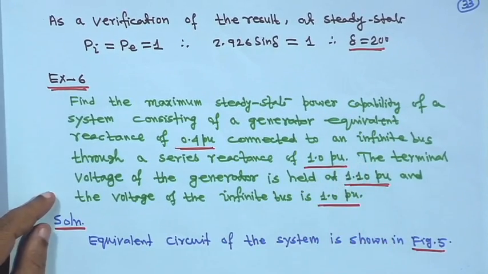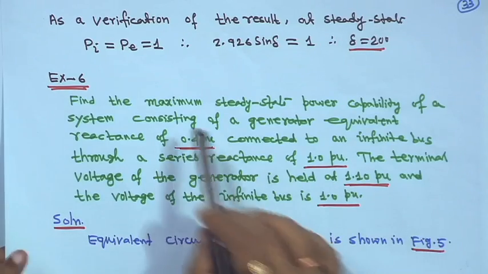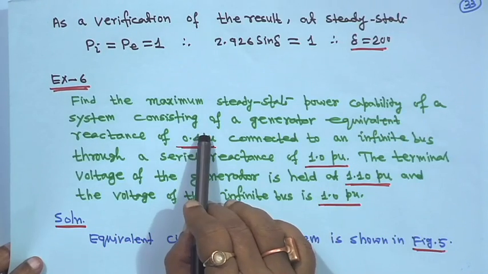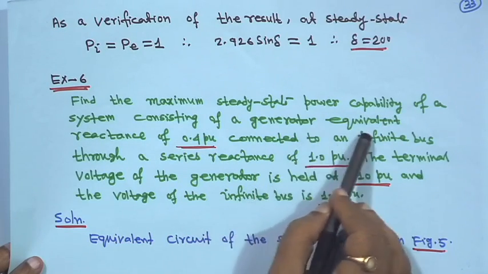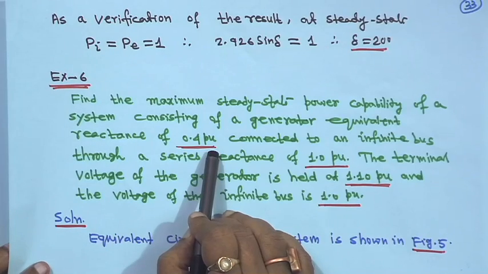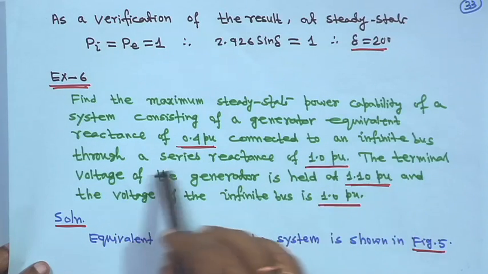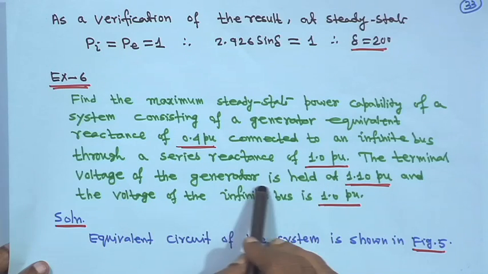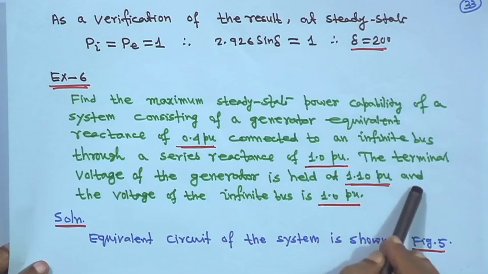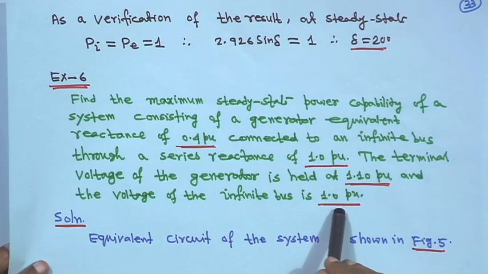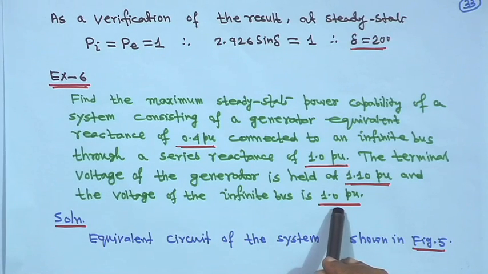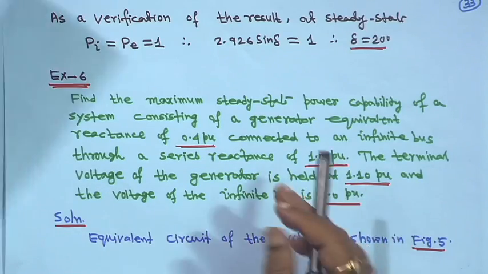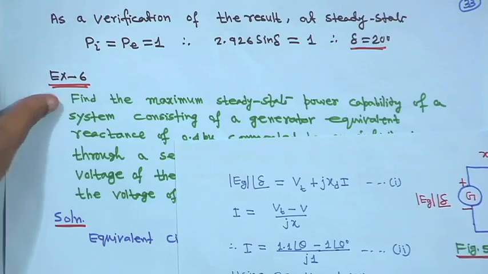So, now example 6. It is given: find the maximum steady state power capability of a system consisting of a generator equivalent reactance of 0.4 per unit connected to an infinite bus through a series reactance of 1 per unit. The terminal voltage of the generator is held at 1.10 per unit and the voltage of the infinite bus is 1 per unit. That means, if you put all this language in the diagram, how it is given, that is the equivalent circuit of the system.